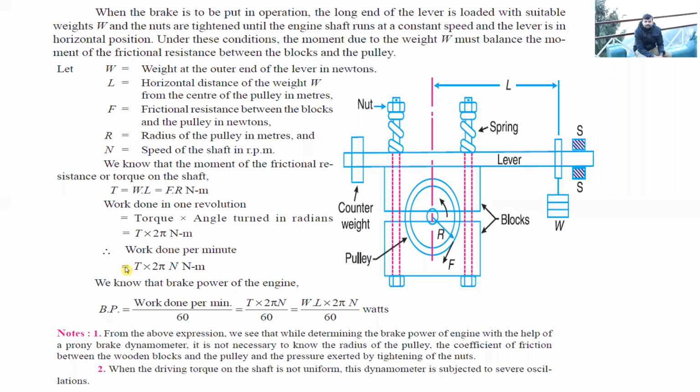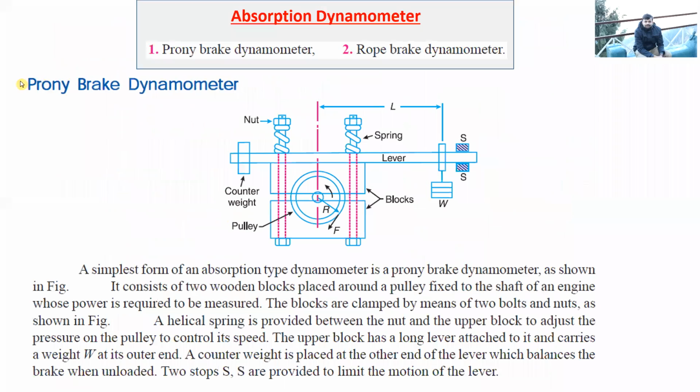So we will get work done. And brake power, that's why it is called brake power, because we are measuring it through the brake. So brake power will be work done per minute upon 60, that is 2 pi NT by 60. Okay, so ultimately the formula comes as power is equal to 2 pi NT divided by 60. Only the formula for the torque will keep changing as per the machine. All right. So I hope this is clear to you how the Prony brake dynamometer works.